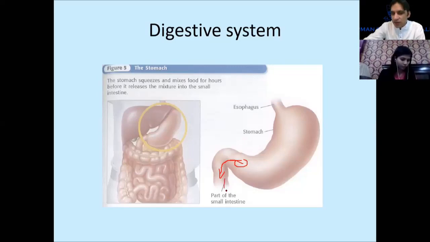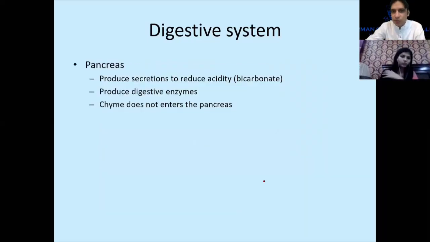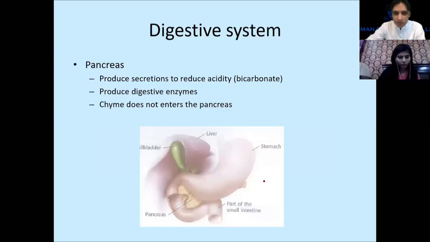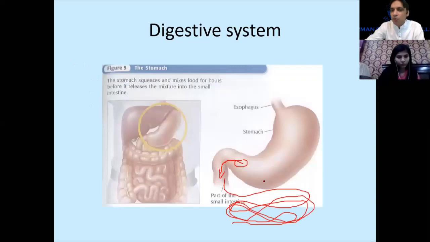The small intestine is a convoluted duct. It has 3 different components, and that is fine if you do not remember the name of these 3 components. But the small intestine itself is made up of 3 different regions.